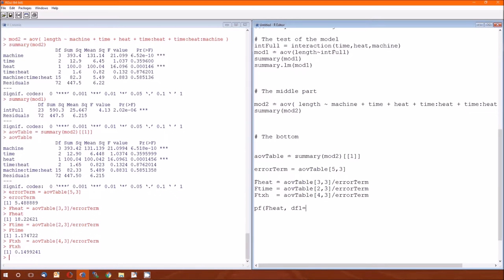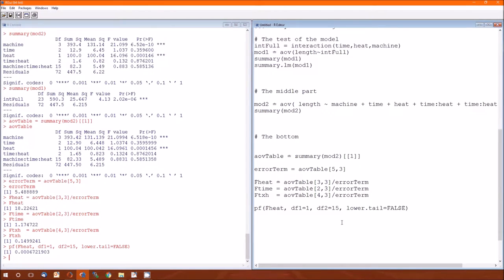DF1 is the numerator degrees of freedom, which for heat is 1. And DF2 is the denominator degrees of freedom, which is this 15. Not the 72, the 15, because now the machine by time by heat is your error term. And then we specify that we do not want the lower tail. There's our p-value.